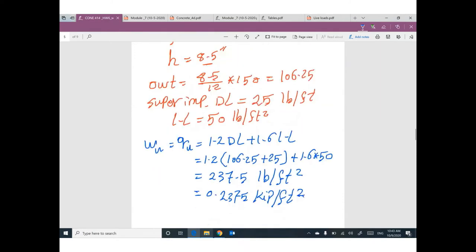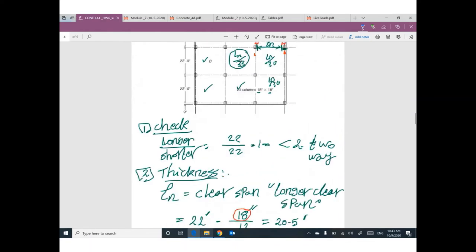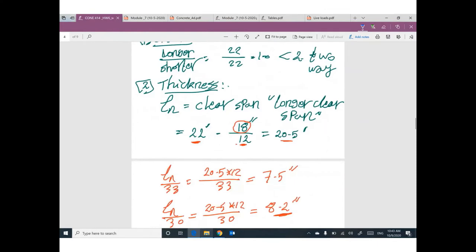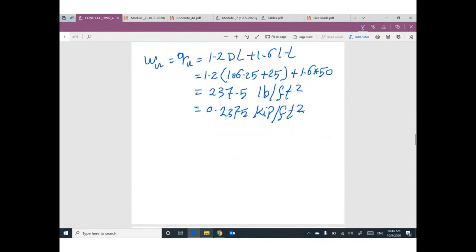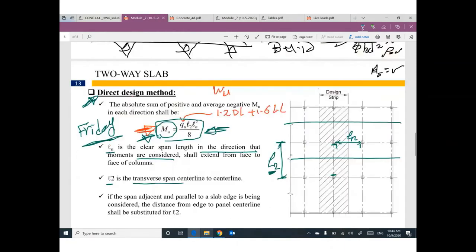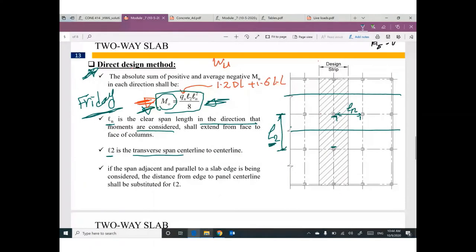Any questions so far? It's very easy. I didn't do anything more than two-way. Just check thickness and self-weight, superimposed dead load, live load, and the W ultimate. Second step: do you remember? We need to figure out this value.